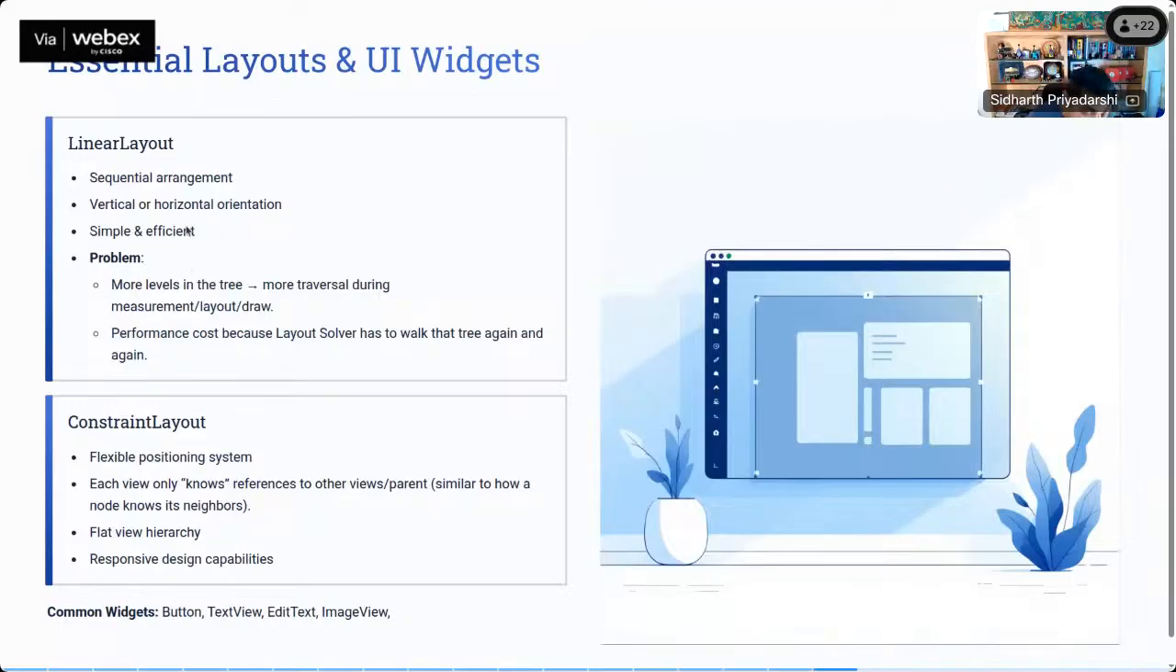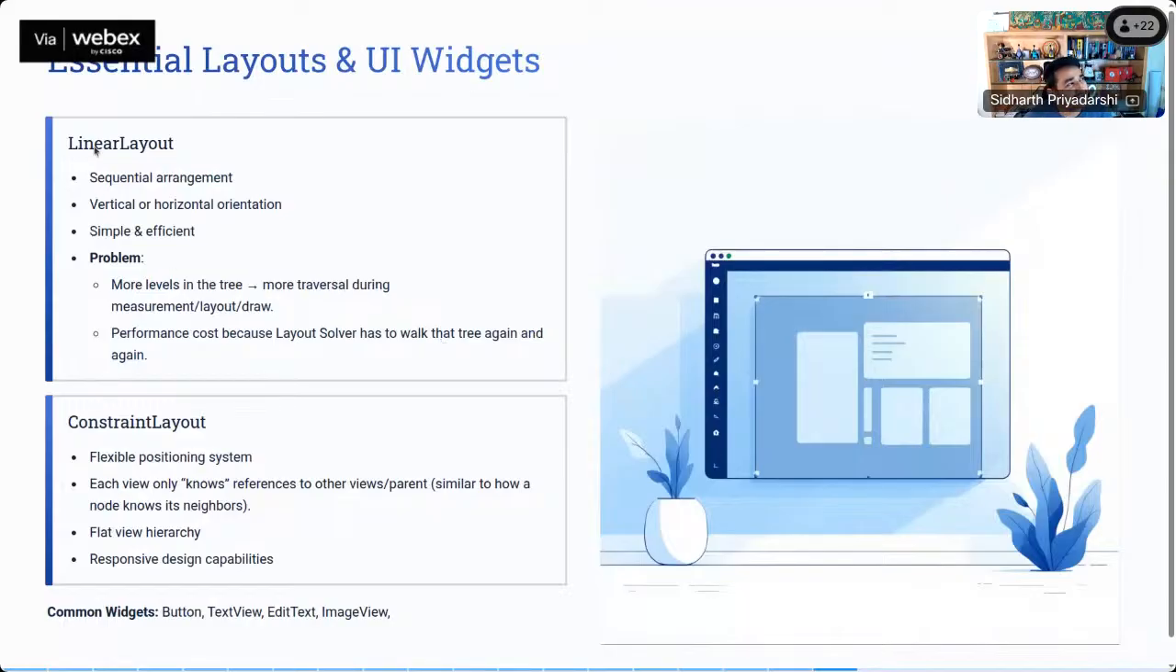But the problem the linear layout has is that if you build a very nested UI, then behind the scenes Android treats that entire UI as a tree. This is the parent, this parent has two children, and each child acts as a parent of two nested views, something like this. When you build a complex UI, rendering becomes very hard, because the layout solver in Android has to walk the tree again and again to find the position of a specific view.